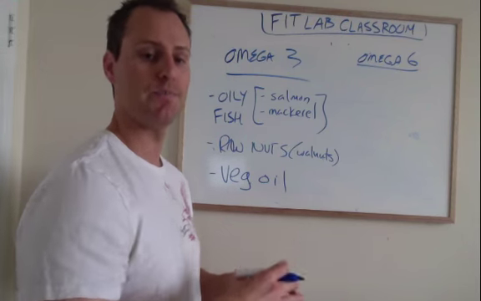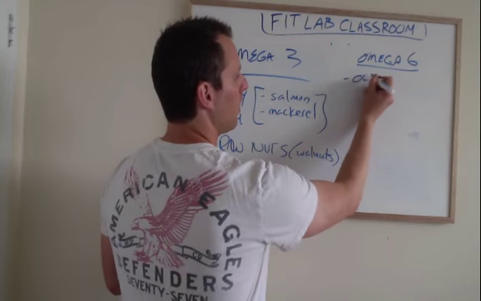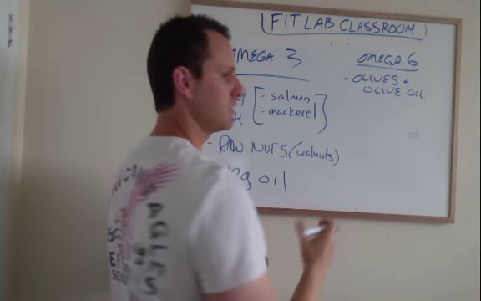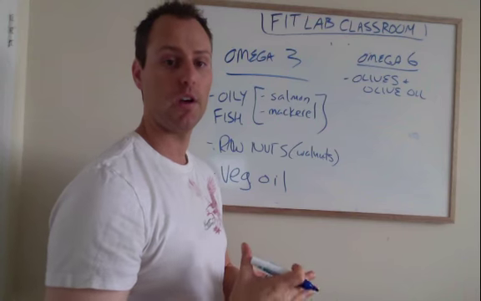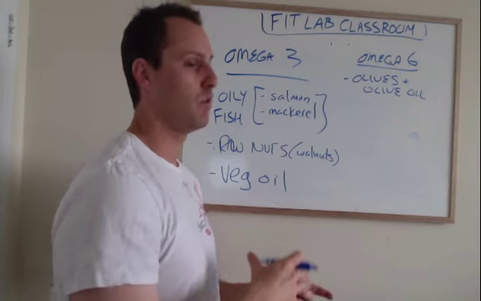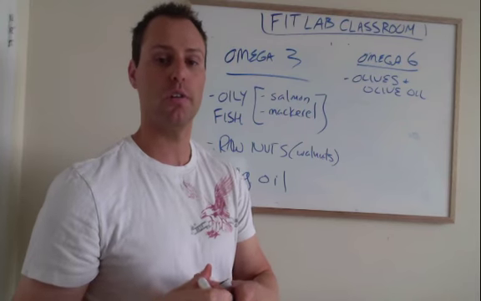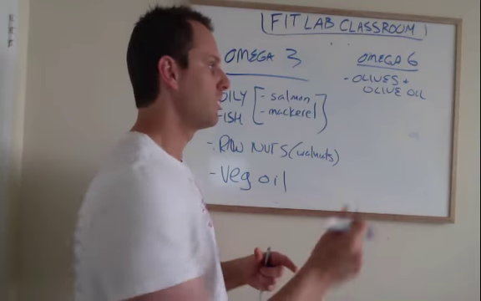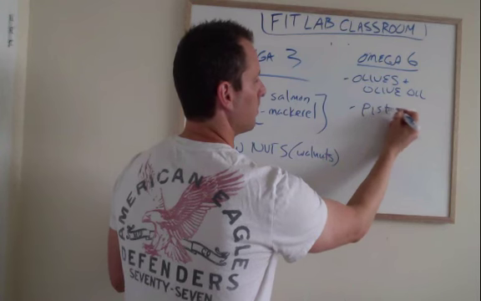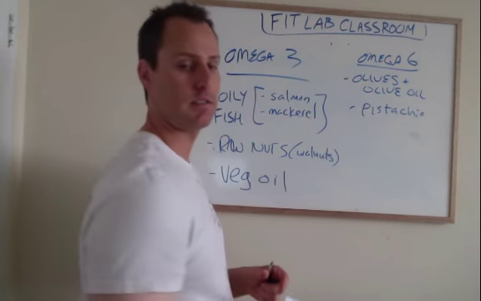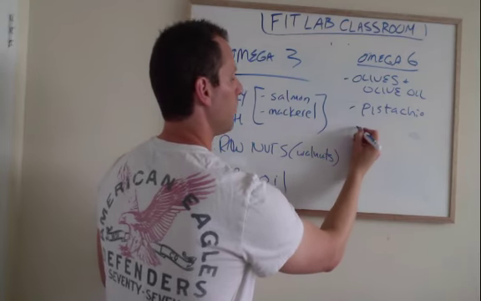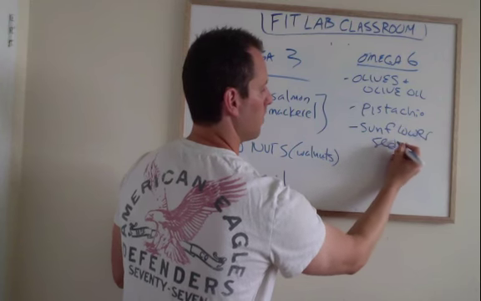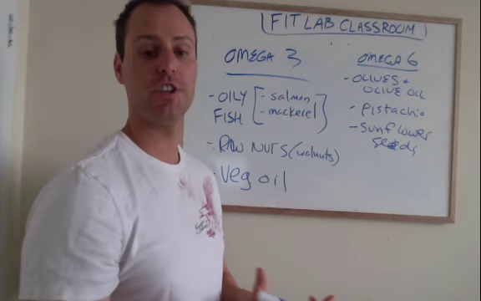Now, omega-6s, some of the best sources, olives and olive oil. Okay, that's why we always say use olive oil when you're cooking. Make sure you use olive oil instead of saturated forms of oil like sunflower oil or coconut oil, things like that. Okay, pistachios are really rich in omega-6s. Okay, so raw pistachios. Sunflower seeds are also really, really rich in omega-6s.